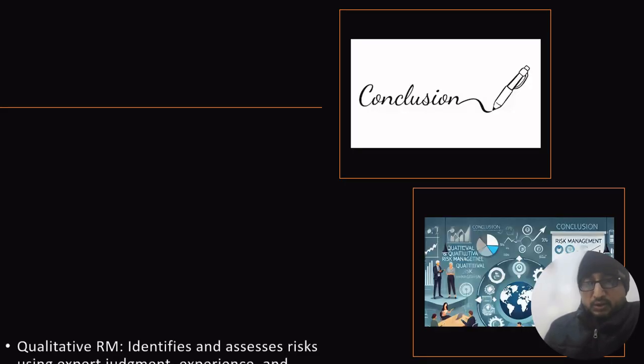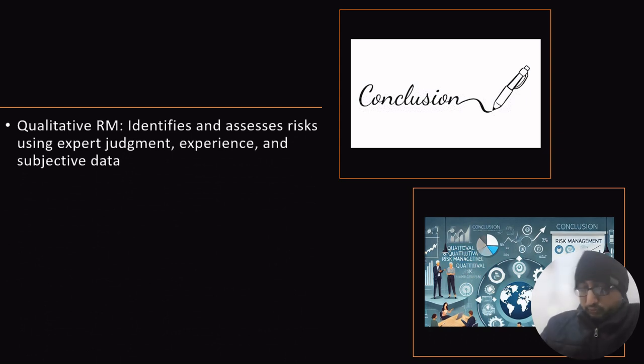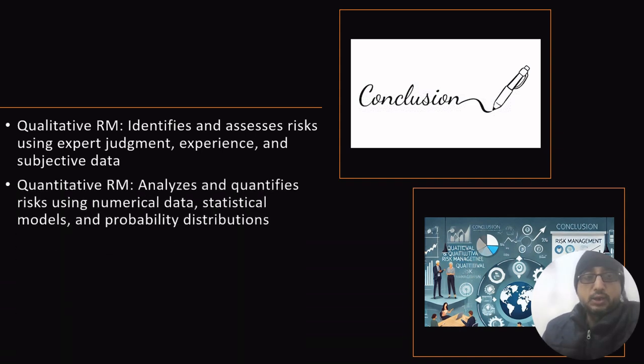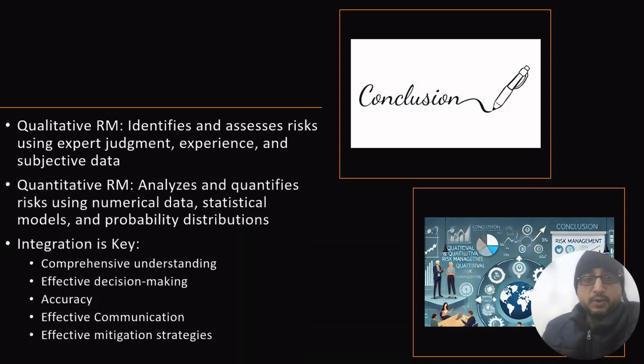So I hope now you have a good understanding of the concepts. Let's conclude what we learned. Basically, we learned that qualitative risk management uses experts' judgment in evaluation of the risk, while the quantitative uses real-time data and statistical analysis to evaluate the risk. If we integrate them, we get comprehensive understanding, effective decision making, more accuracy, effective communication, and effective mitigation strategies.